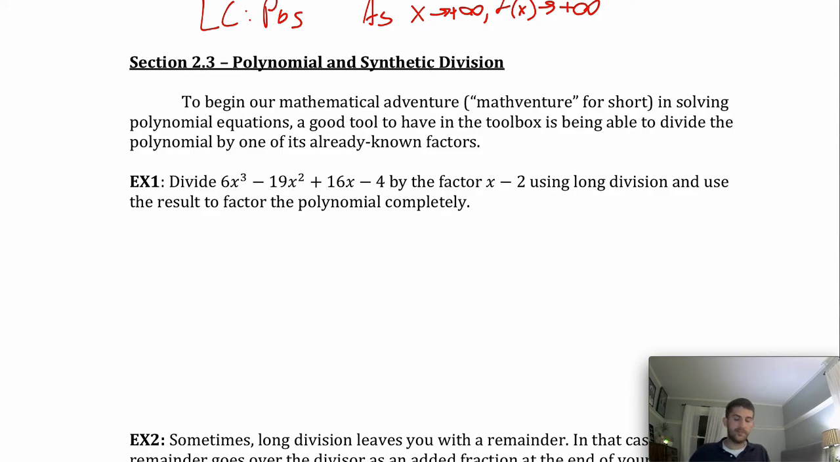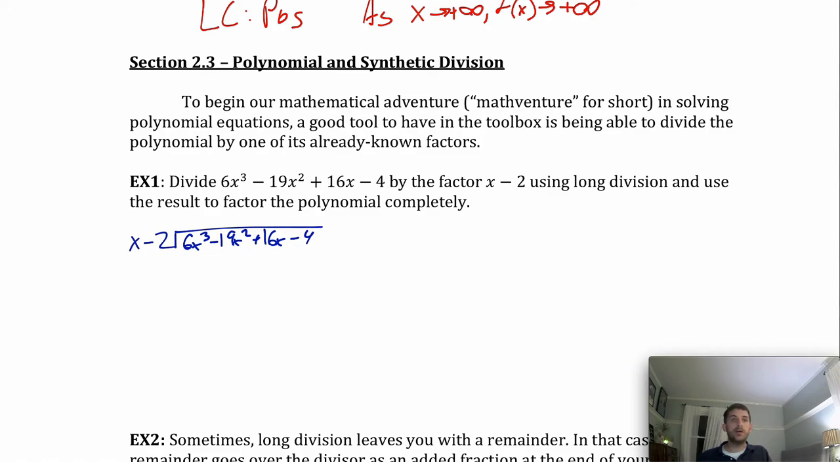So we're asked to divide 6x to the third minus 19x squared plus 16x minus 4 by the factor of x minus 2 using long division, and then use the result to factor the polynomial even more. So we're going to set up the long division. We're going to set up the 6x to the third minus 19x squared plus 16x minus 4, and we're dividing that by x minus 2.